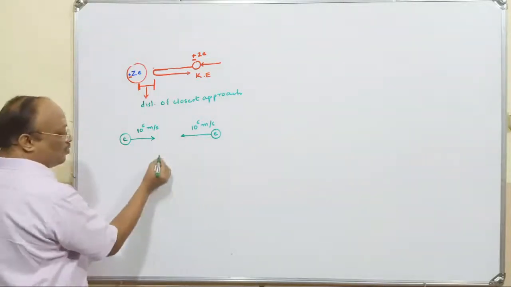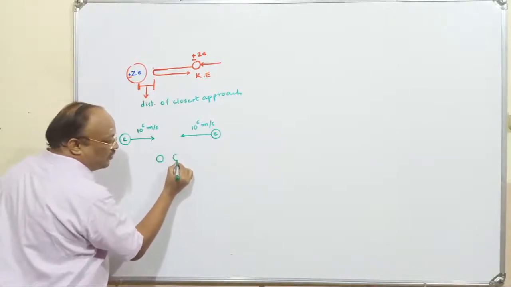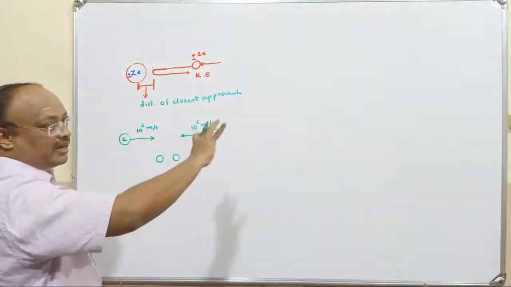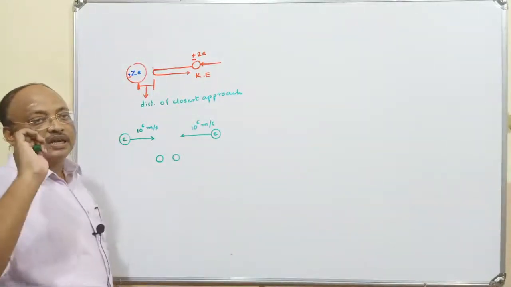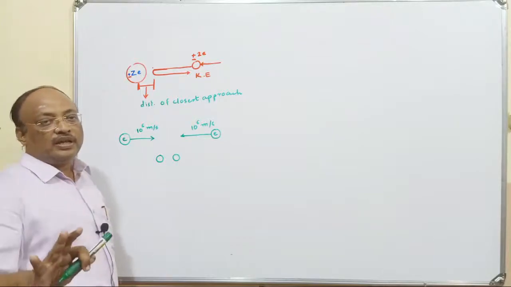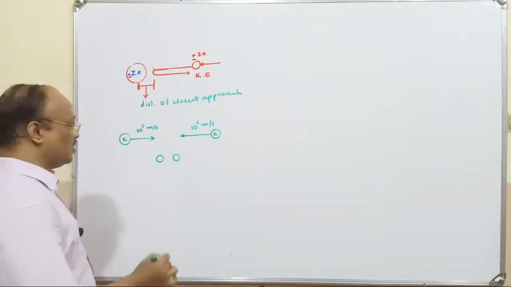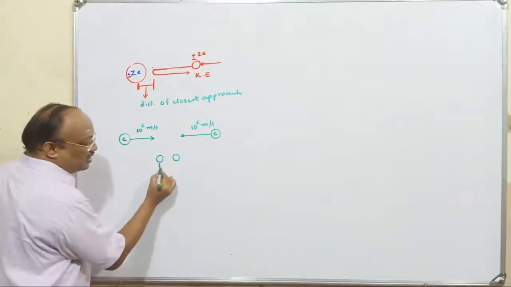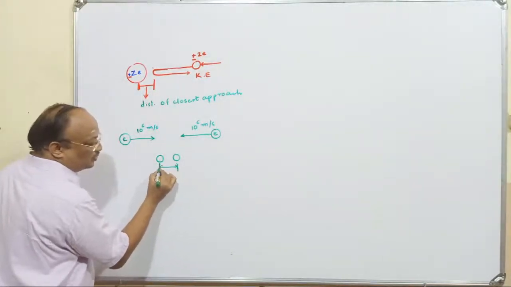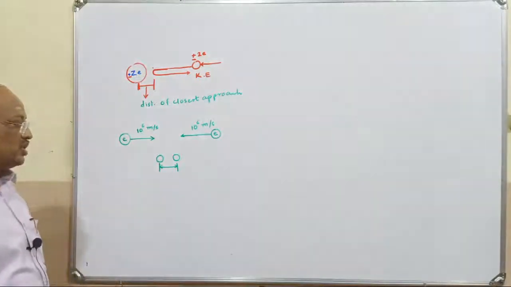By moving, they come very close to one another. They have lost all their kinetic energy. Kinetic energy has converted into potential energy. So where are they going to stop? This is their distance of closest approach.